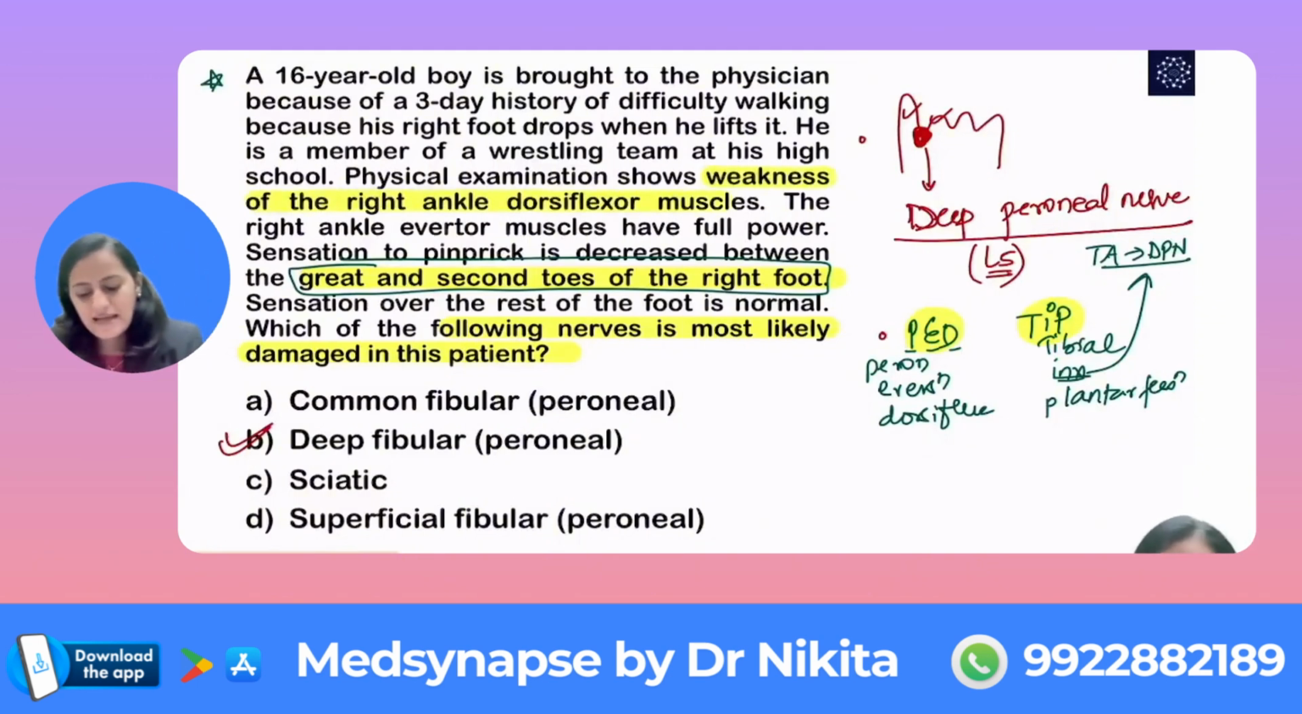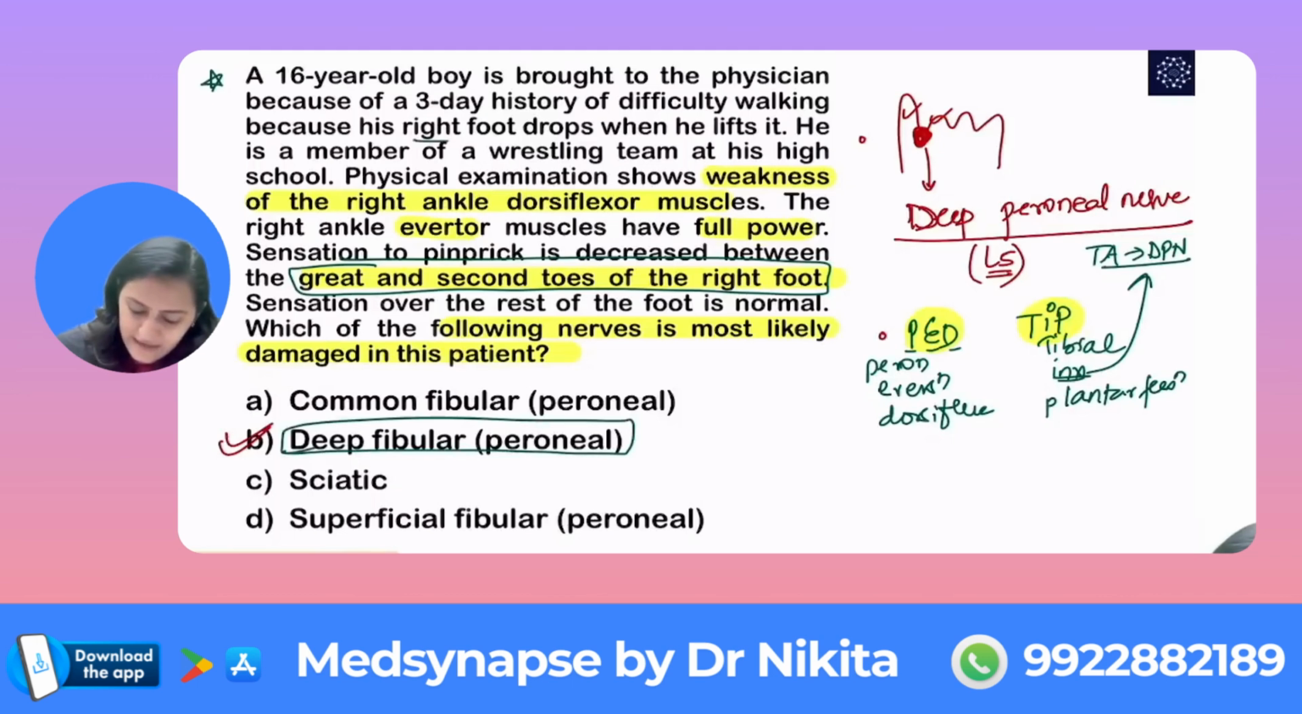Weakness of the ankle dorsiflexor muscles. Okay, weakness of the ankle dorsiflexor muscles. The everter muscles have full power. Eversion is by the superficial peroneal nerve, the everters which are there. Okay, so remember the answer here is going to be deep peroneal nerve, and the patient has the foot drop as well because the dorsiflexion is affected.